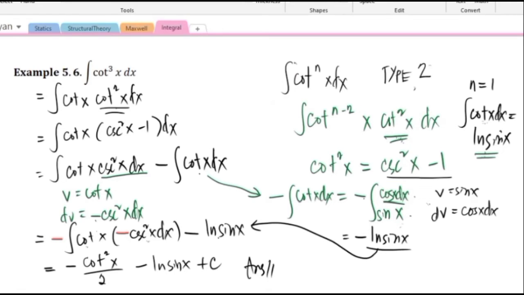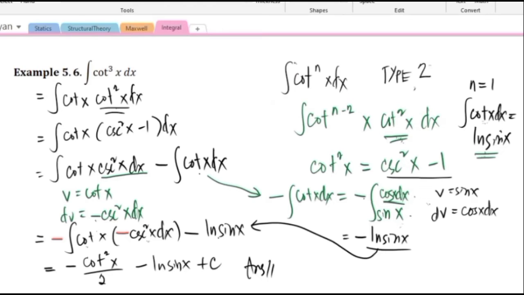So we would have the integral of the cotangent x multiplied by the cotangent square x dx since your n is equal to 3. And expressing the cotangent square into cosecant, we have the integral of cotangent x multiplied by cosecant square x minus 1 dx.